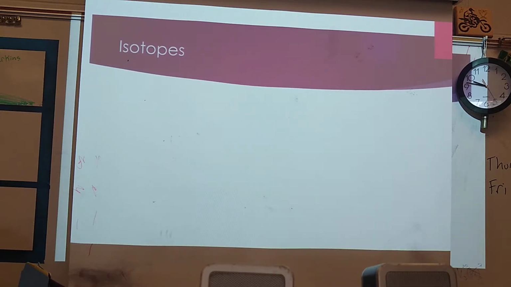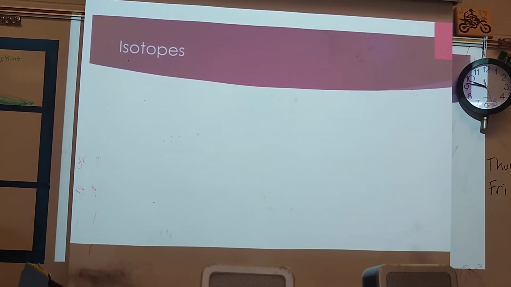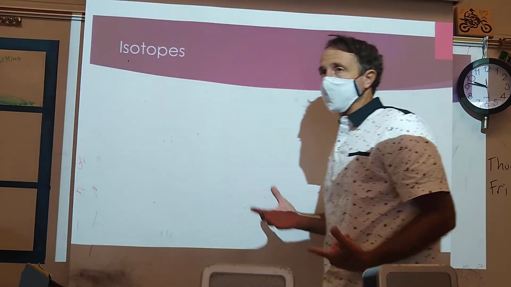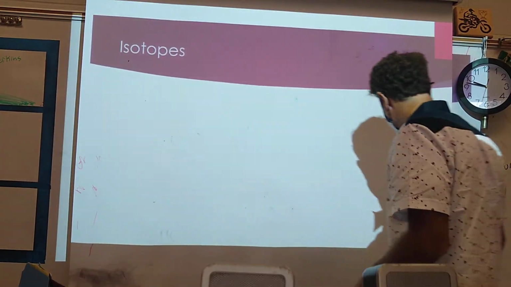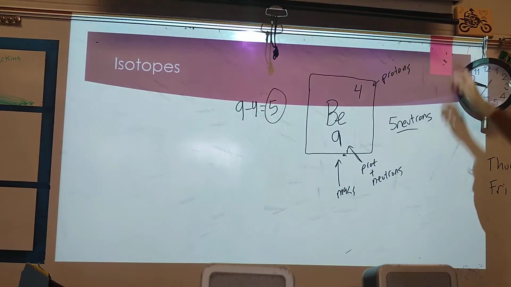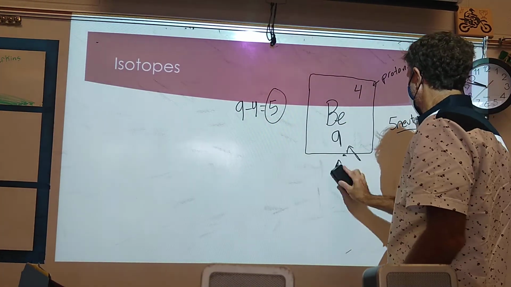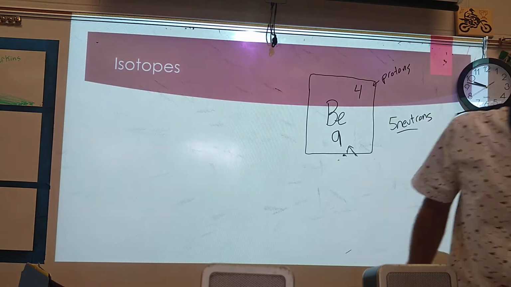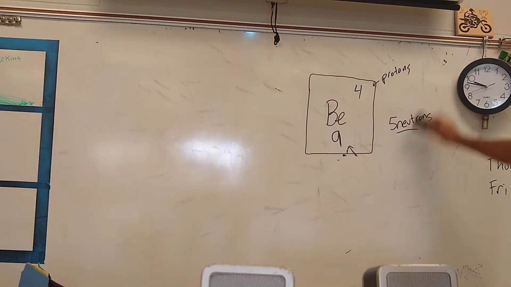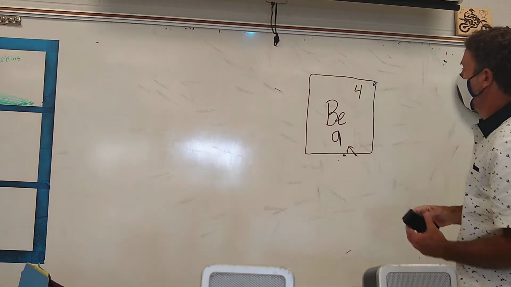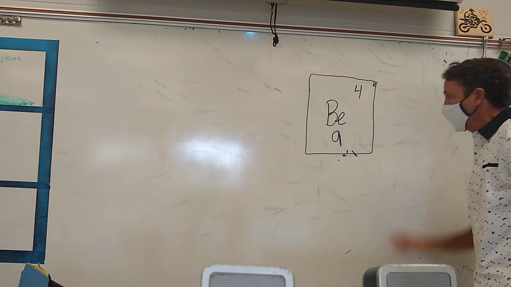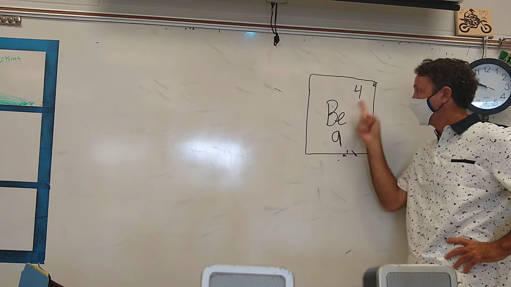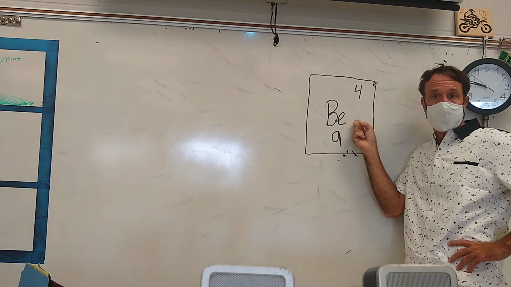So when we're talking about atoms, I told you that any atom with the same number of protons is that atom. And here's what I mean by that. Let's say we're talking about beryllium, okay? Now, any atom that has 4 protons is beryllium, okay? Any atom that has 4 protons is called beryllium.